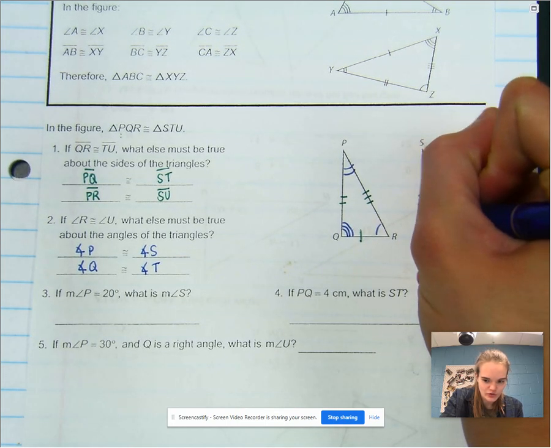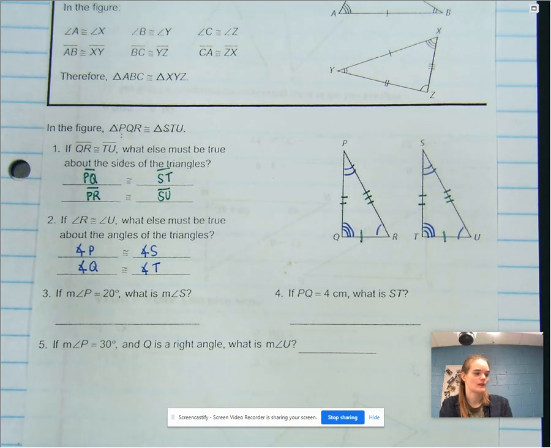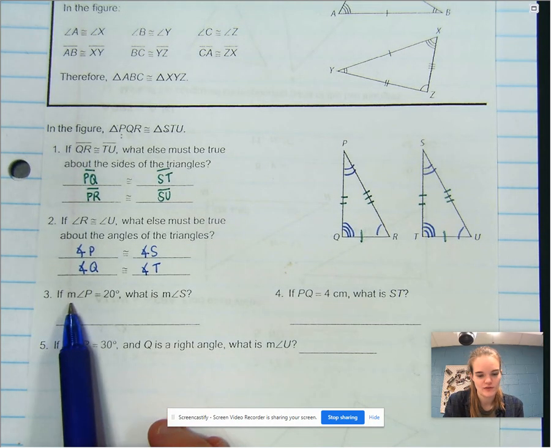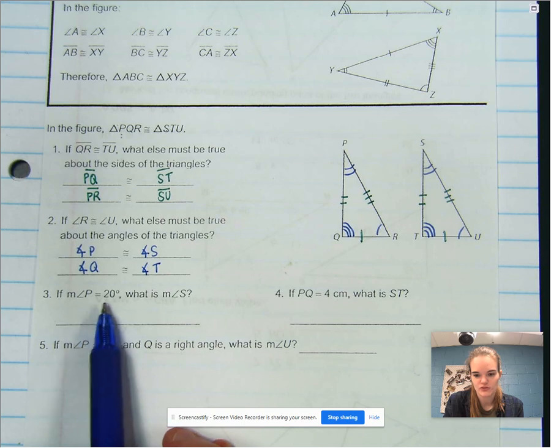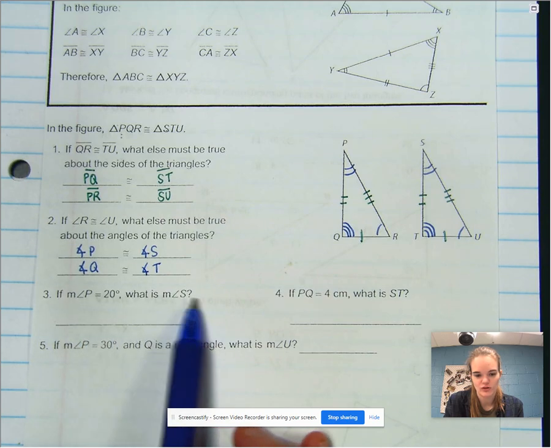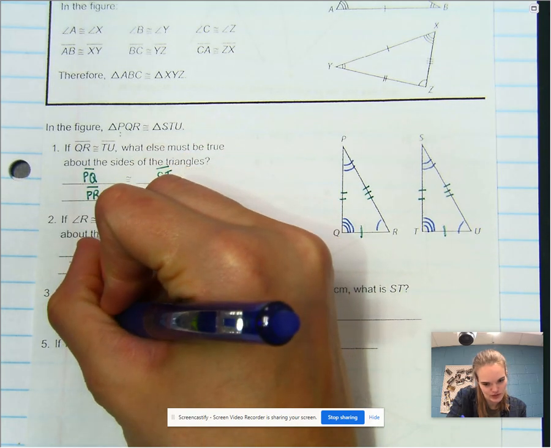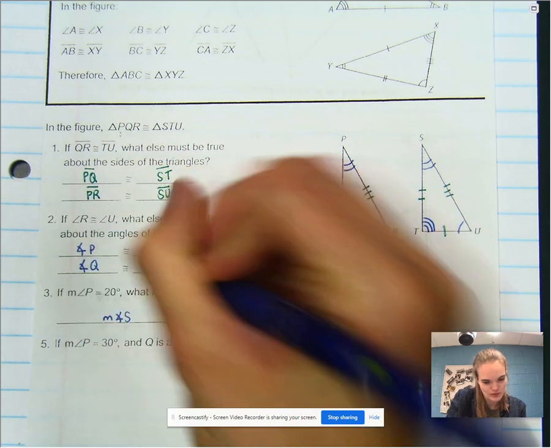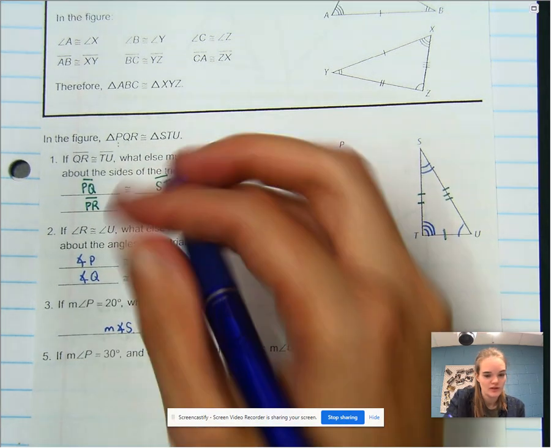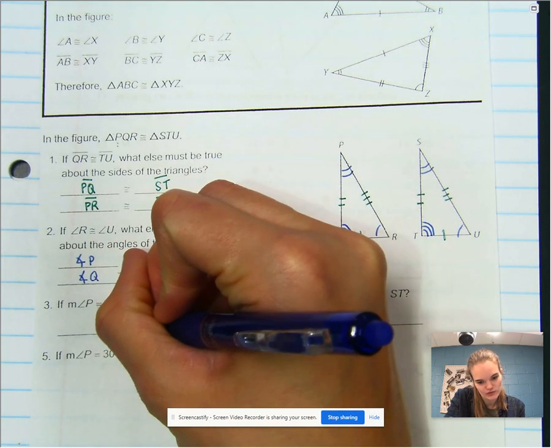Okay, make sure you label your triangle. All right, last, number 3. If the measure of angle P is 20 degrees, what is the measure of angle S? Well, P is congruent to S, so the measure of angle S, that's how you write it, measure of angle S, is also 20 degrees.